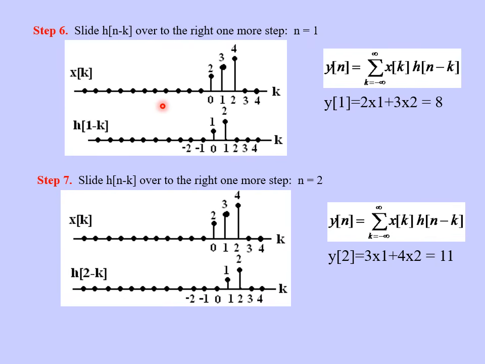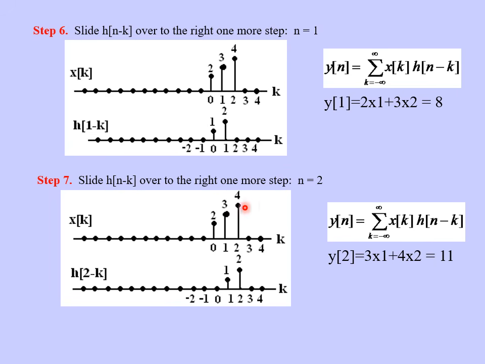We need to now look at when n is equal to 1. So that means we shift h of n minus k over to the right one more. This becomes h of 1 minus k. So now notice there are 2 overlaps here, so we have to take the products and sum the results. So I have 2 times 1, which is 2, plus 3 times 2, which is 6, and 6 and 2 give me 8. So this is the value at y of 1.